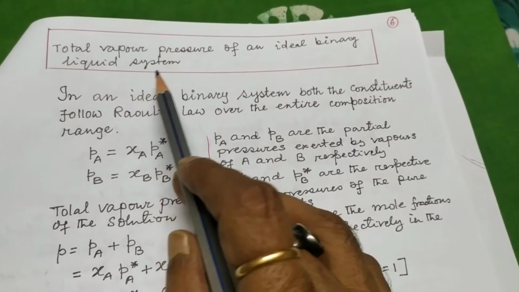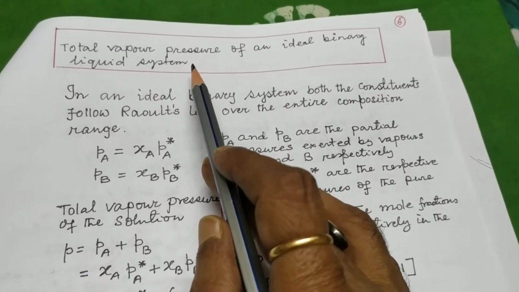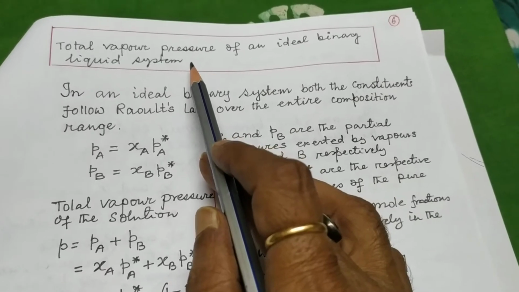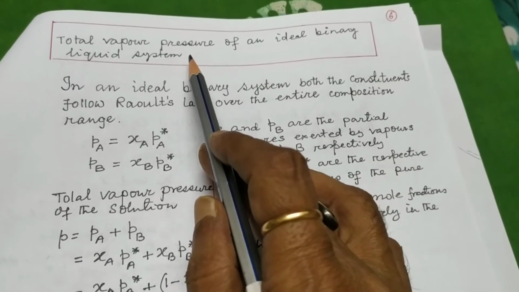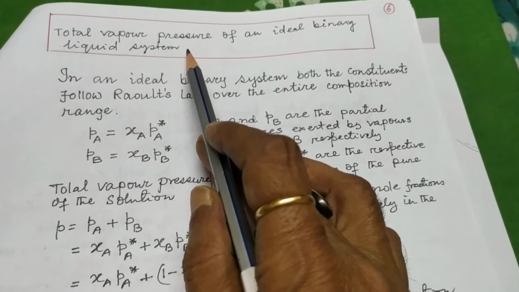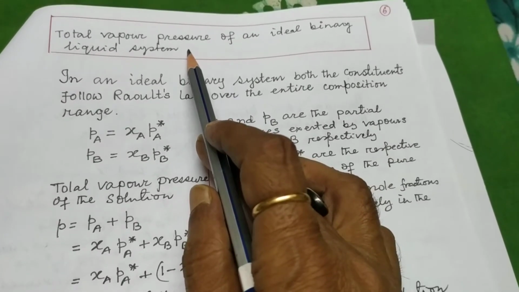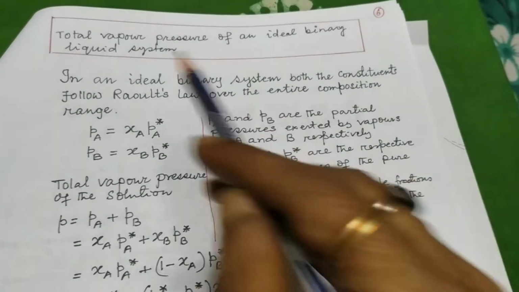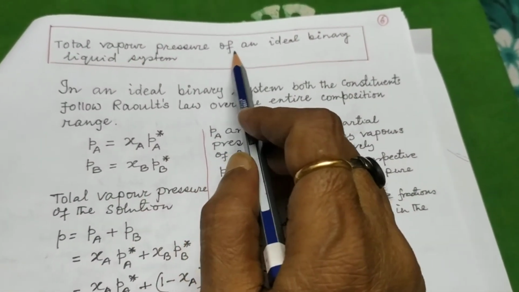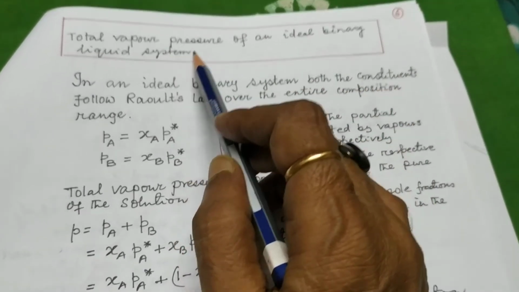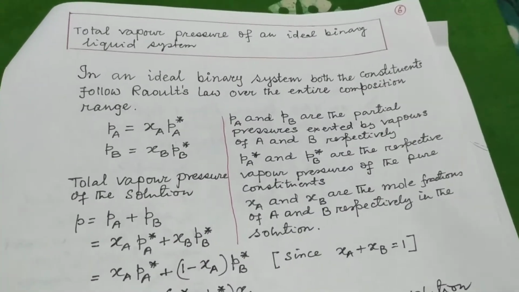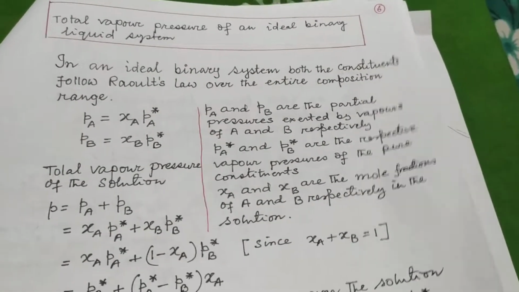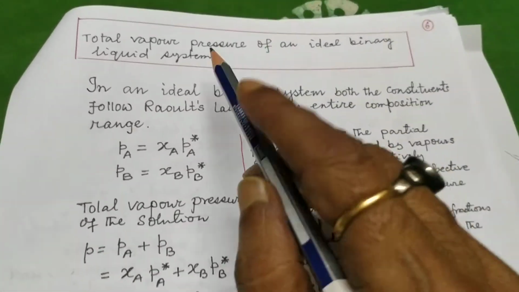Students, in my earlier class, I have discussed the ideal binary solution, and I have also discussed different thermodynamic characteristics of an ideal solution. Today we will discuss the total vapor pressure of an ideal binary liquid system. We will also discuss the composition of vapor phase and the application of phase rule in an ideal binary liquid system.